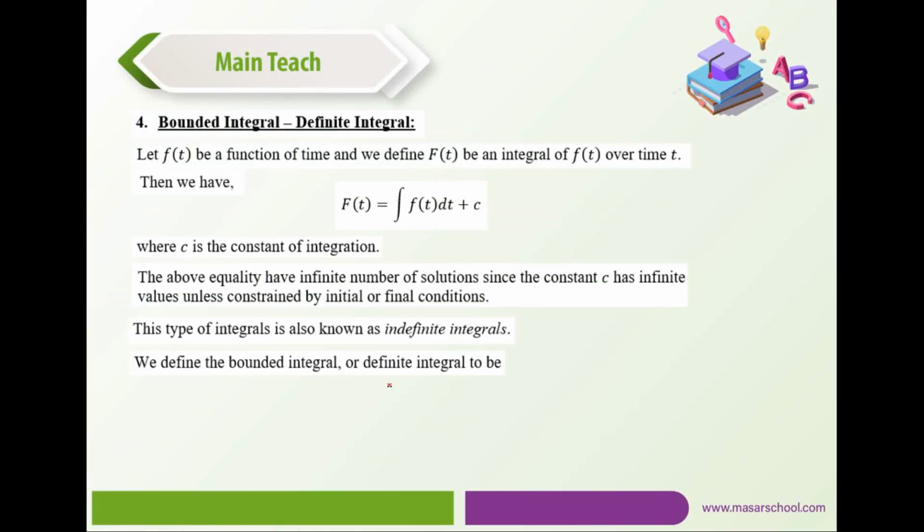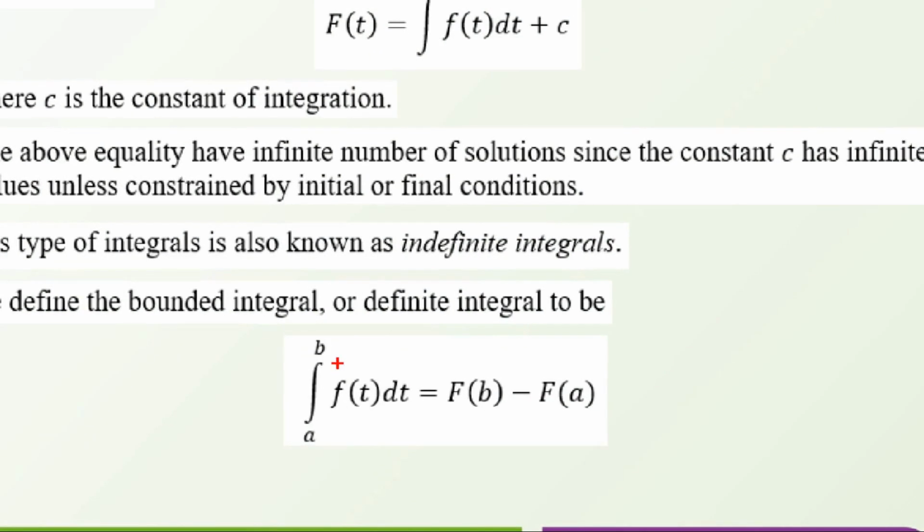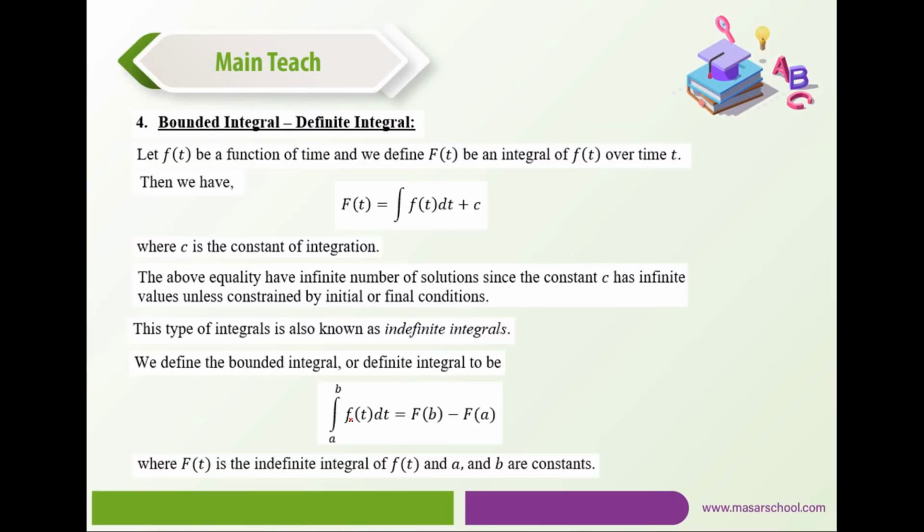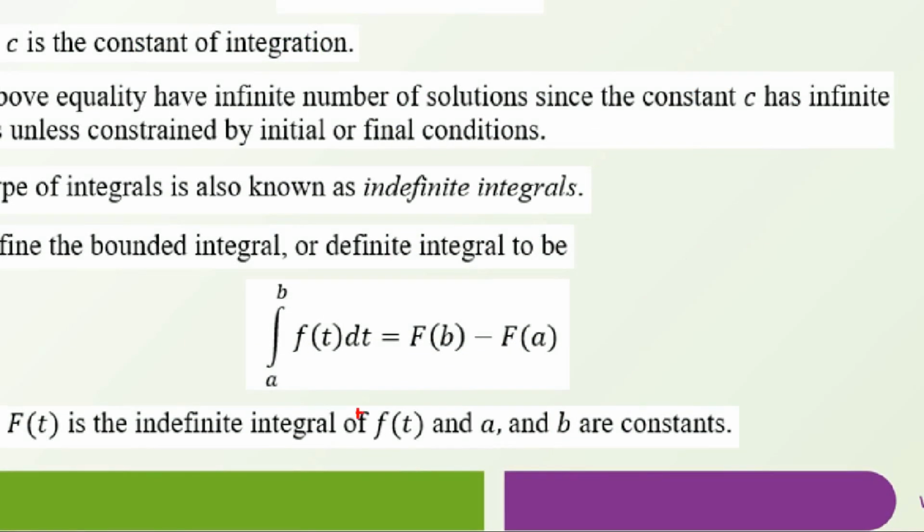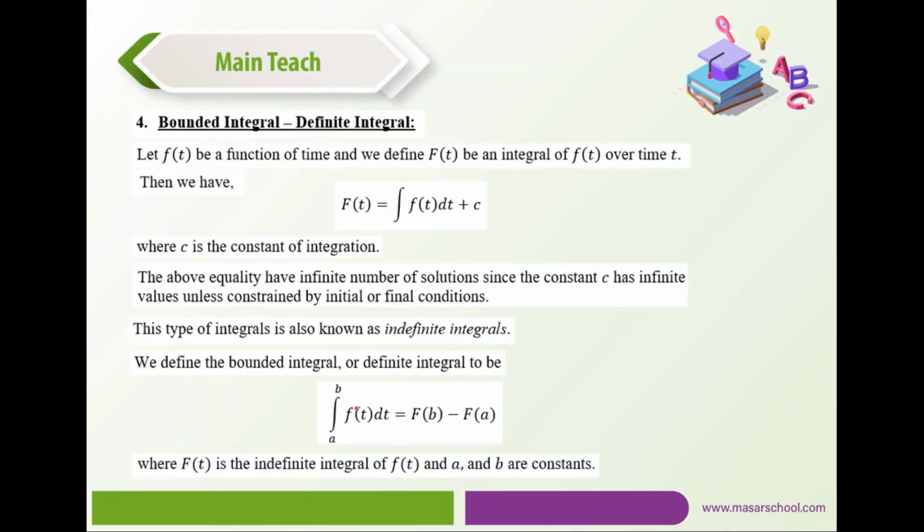We define the bounded integral, or definite integral, to be the integral from a to b of f of t dt, which would be capital F computed at b minus capital F computed at a, where F is the indefinite integral of small f. So let me say some stuff. a is the lower bound of this integral, b is the upper bound of this integral, and this stands for the bounded or definite integral, and let me explain more.